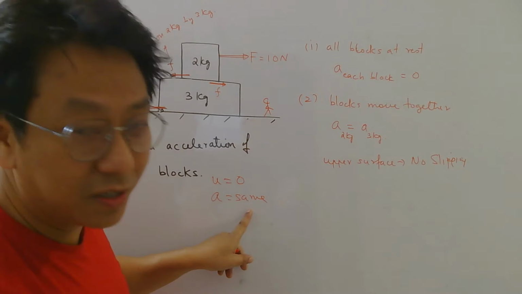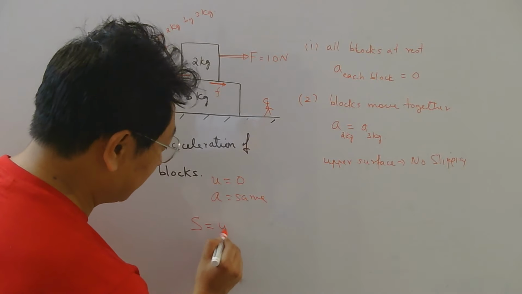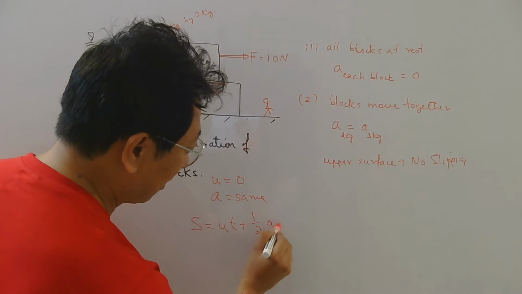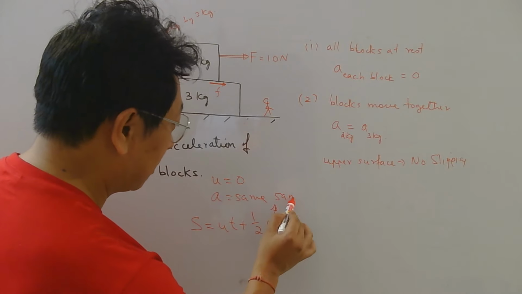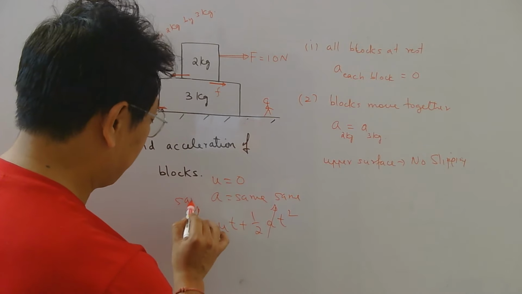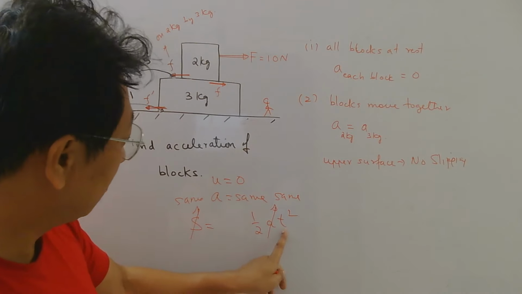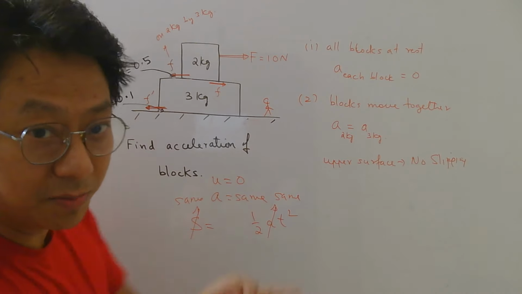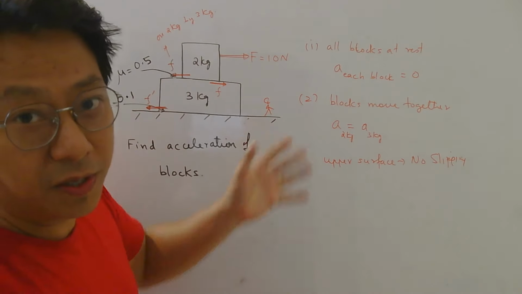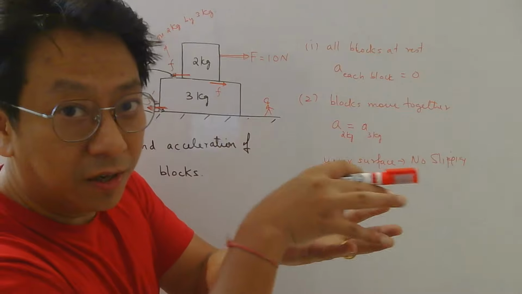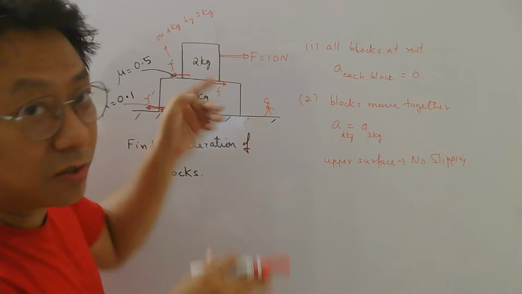So if acceleration is the same and initial velocity is 0, then from kinematics you know displacement is ut plus half at squared. Right? So if a is the same, displacement will be the same because u is 0. So in the same time, both the bodies will cover the same displacement if acceleration is the same. So the second possibility is both the blocks move together, and if they move together, there is no slipping between the surfaces of the two blocks.